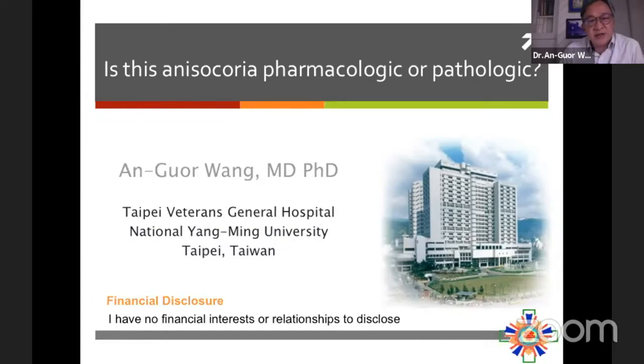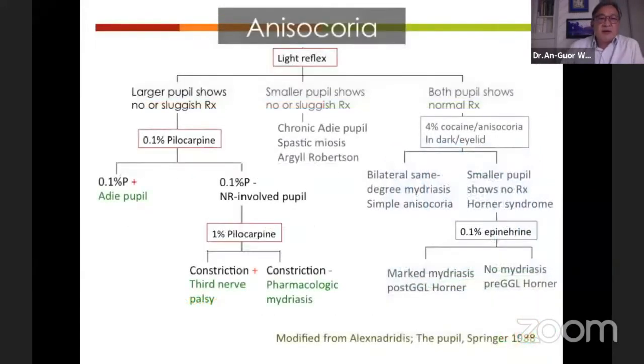Today I'm going to talk about: is this anisocoria pathologic or pharmacologic? This is a diagnostic flow chart modified from Dr. Alexandridis, and it has been separated into 3 parts. The first one is the larger and reactive pupil, which will focus on using the pilocarpine test. The second part is the smaller unreactive pupil, where we should consider chronic Adie's pupil. The third part is the pupils that show normal response.